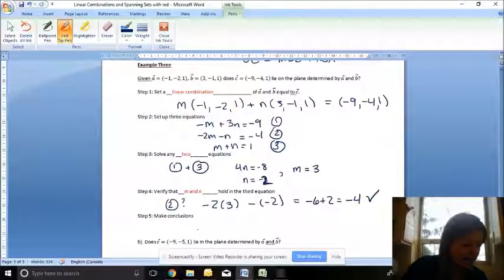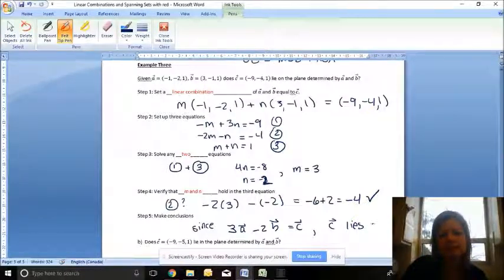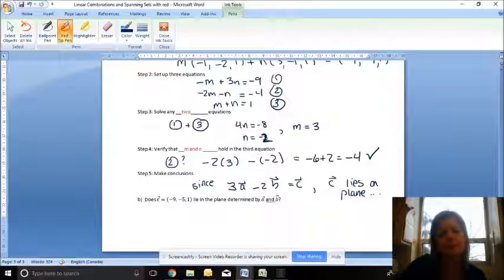So because that's true, since 3A minus 2B equals C, C lies on the plane determined by A and B. Because a linear combination exists for this to be true, then it does lie on the plane.